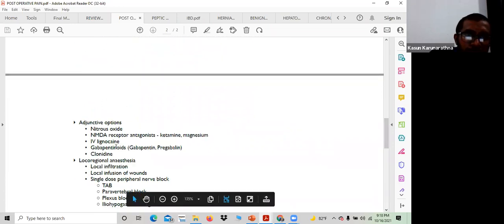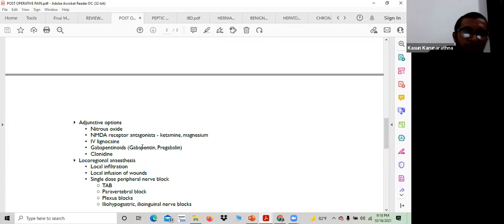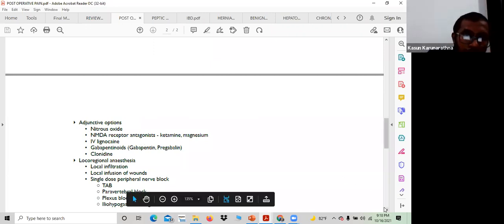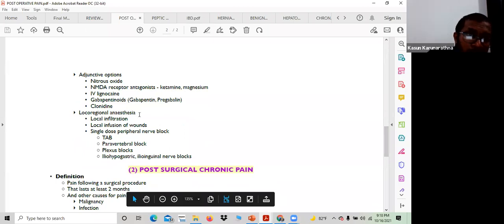Adjunctive options are gabapentin, lignocaine. These are usually used. Gabapentin you use usually for chronic pain, not usually in the post-op acute period, right? And local regional anesthesia is also a good option, right? Plexus blocks, paravertebral blocks, epidurals also improve post-op pain complications, right?